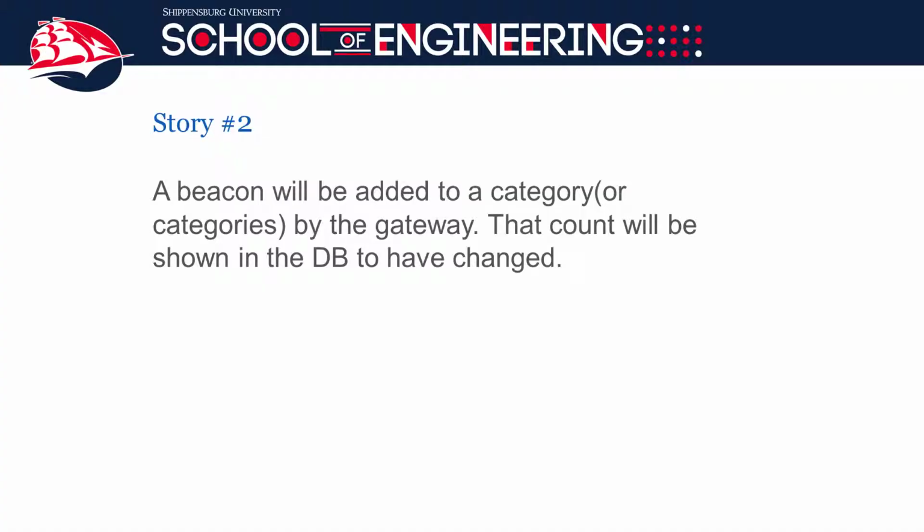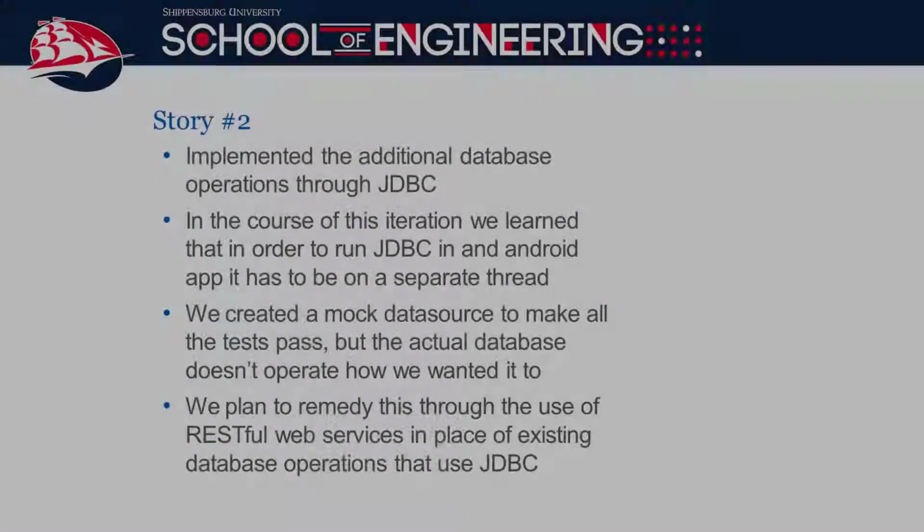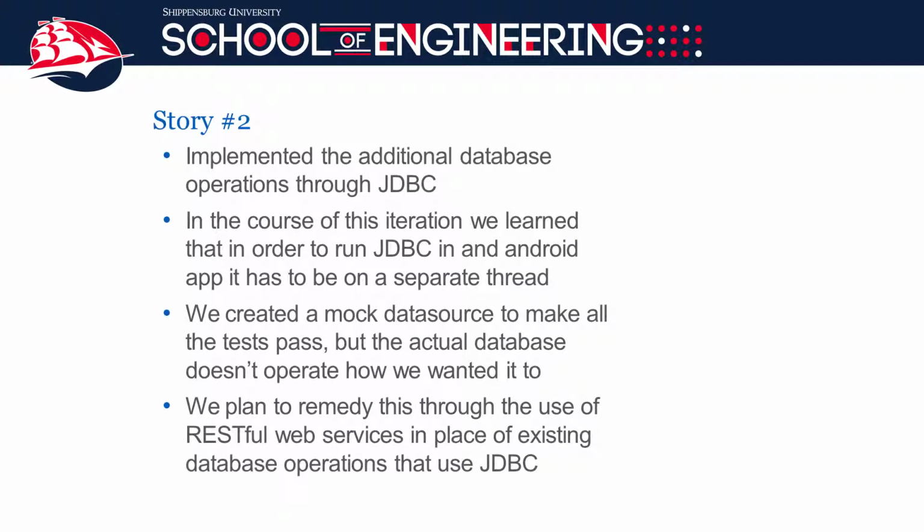So, in Story 2, we were tasked with allowing beacons to belong to multiple categories, which a database table was created for, and beacons now have a many-to-many relationship to a category. So that task was accomplished, but unfortunately, in the course of this iteration, we learned that to run JDBC in Android, it has to be on a separate thread.